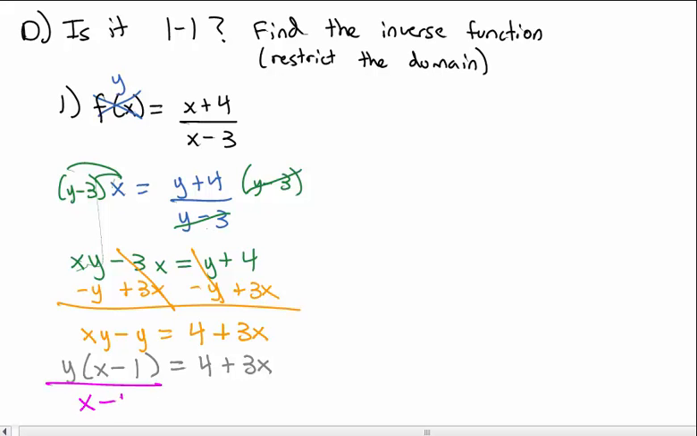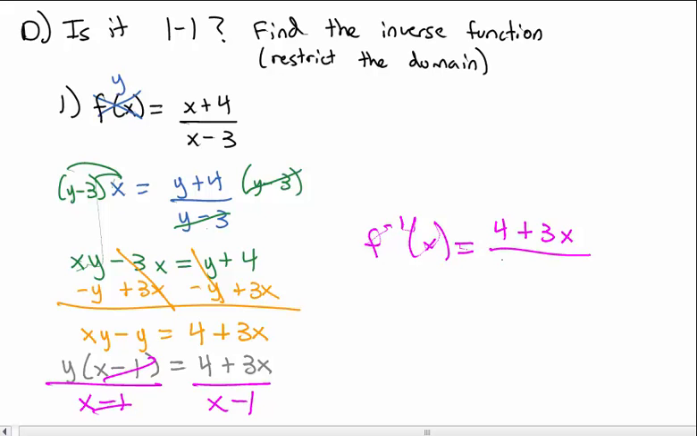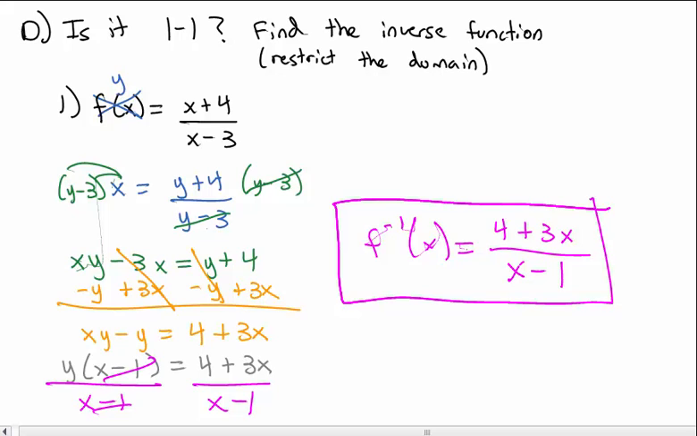Get the y alone by dividing out the x minus 1. And y is alone. We now know what f inverse of x is. It is going to be 4 plus 3x over x minus 1. So it is 1-to-1, yes, and we found the inverse function. No need to restrict the domain because it was 1-to-1.